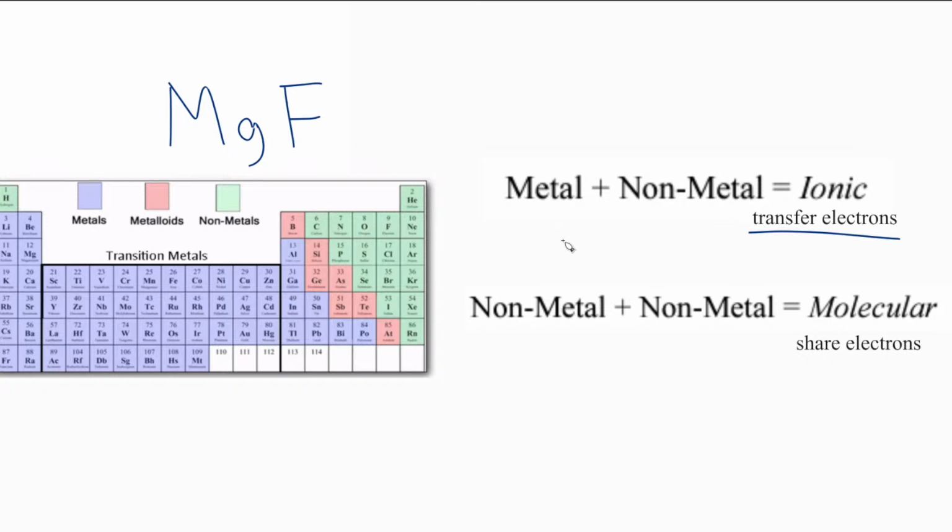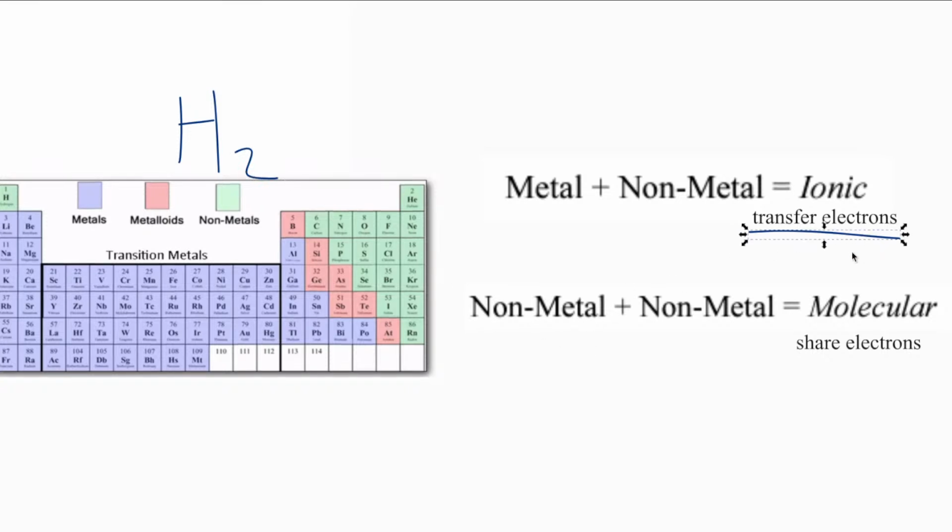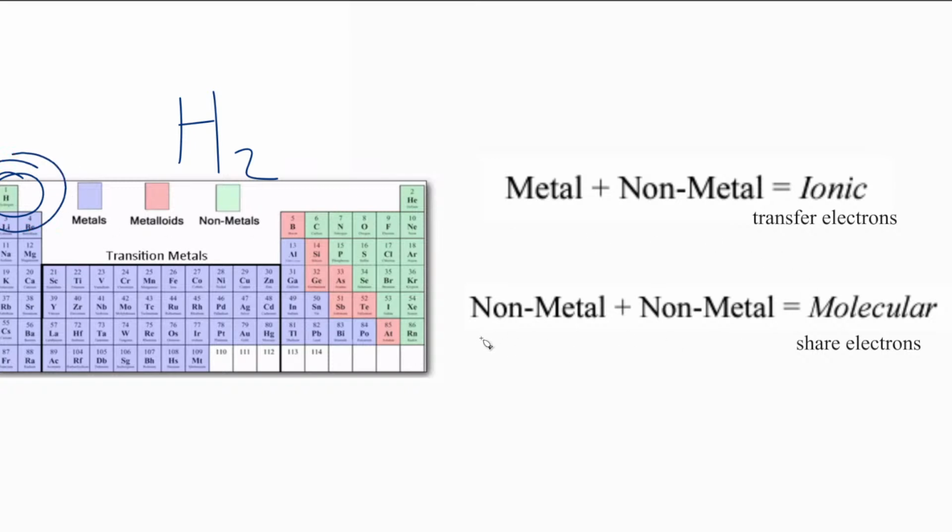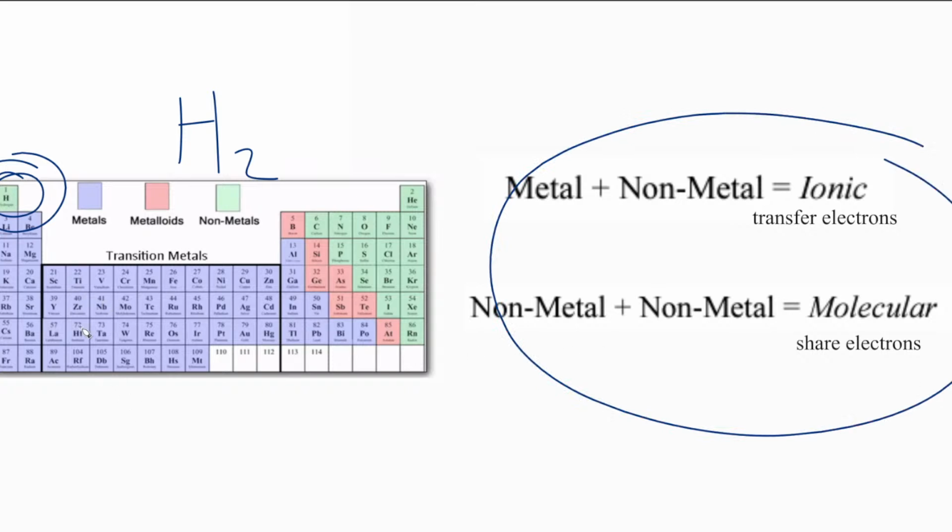What about if you had something like, let's say, H2? What would that be? So you have hydrogen. Remember, that's the nonmetal. You have two of them bonded together. Nonmetal, nonmetal. Molecular, it shares electrons. So as chemistry students, you really need to know this information here, and then you have to know your metals and nonmetals.